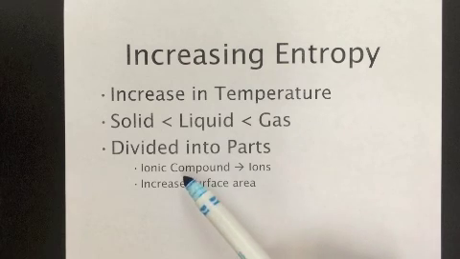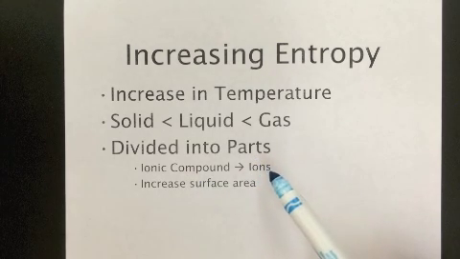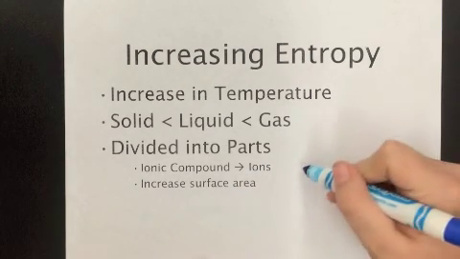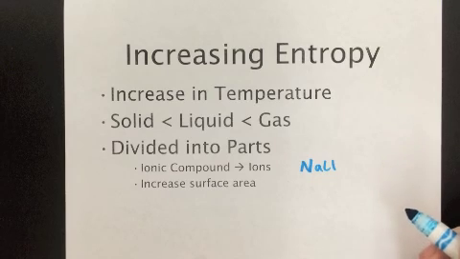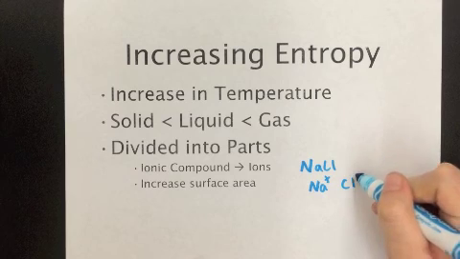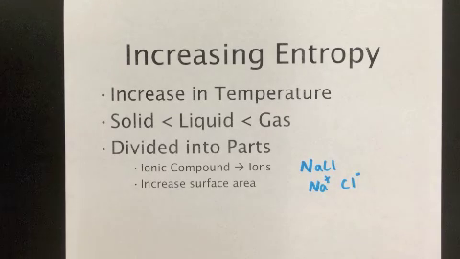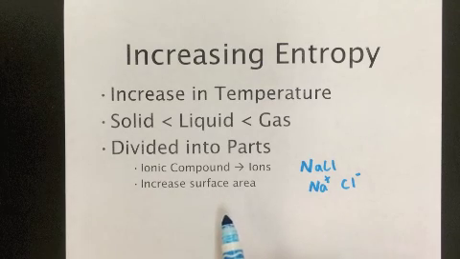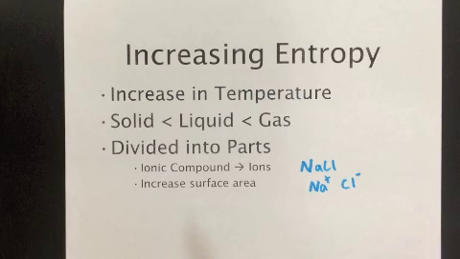Third, you're able to divide your particles or your substances into parts. For example, your ionic compounds break into their ions. If you have NaCl, the way to increase entropy is to simply break it down into Na+ and Cl-, breaking it into those ions. Or increase the surface area. Increasing surface area means that you pretty much are crushing the item. If you have a cubed ice cube and you start crushing it, you're increasing the surface area, so therefore you're increasing the entropy. You're making it more disorderly.